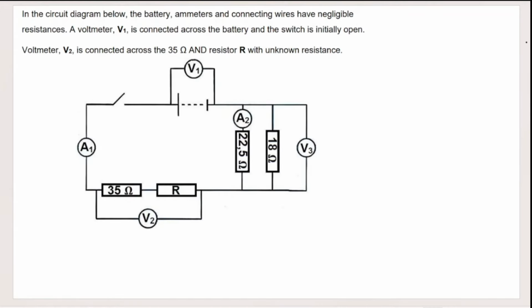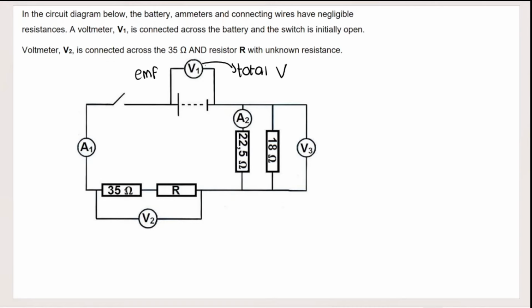This whole story, always read the story before your questions. V1 is connected across the battery. So V1 will measure total voltage, total V. The switch is initially open. So when the switch is open, this voltmeter will initially read the EMF. When it closes, it's going to read total potential difference.